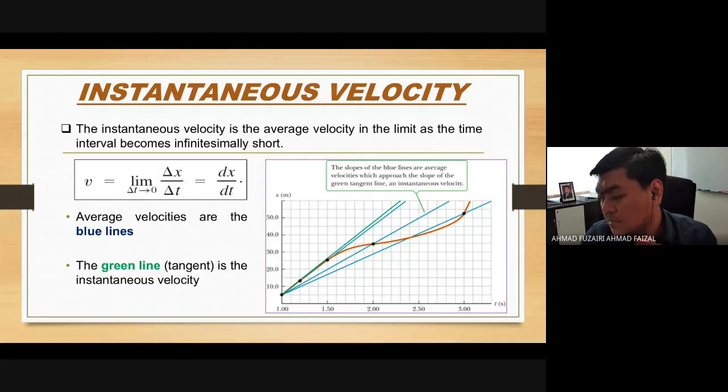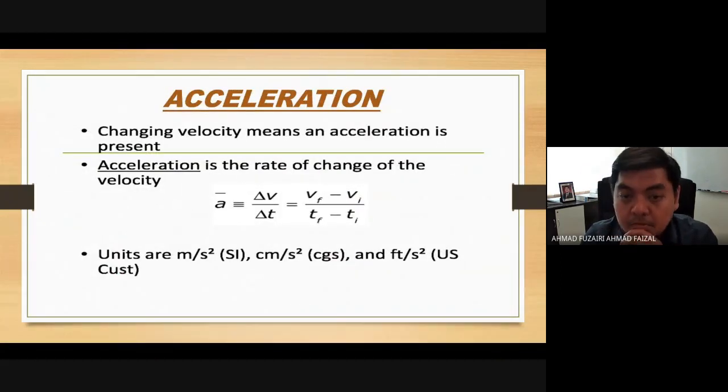Next is acceleration. Acceleration is symbolized by small a. By definition, it is the changing of velocity, or we may say that acceleration is the rate of change of velocity. To calculate the acceleration, we may have the formula acceleration a equals change of velocity delta v divided by change of time delta t. Or you may write acceleration a equals final velocity vf minus initial velocity vi over final time tf minus initial time ti. The SI unit of acceleration is meter per second squared.